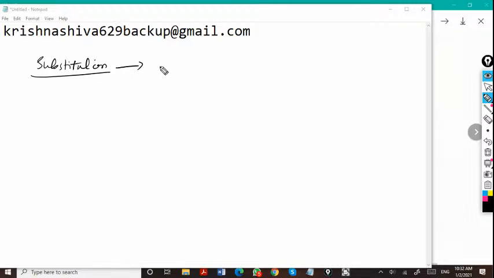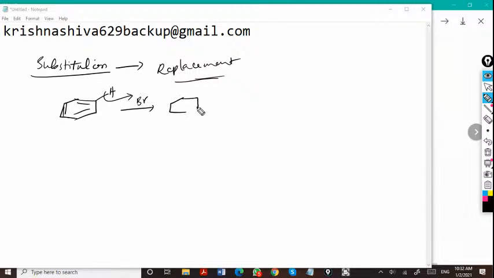So substitution is nothing but replacement. The most prominent example of substitution is aromatic substitution. In a molecule, if an atom or a fragment of the molecule is replaced with another atom or fragment, then it is called a replacement reaction or substitution reaction.